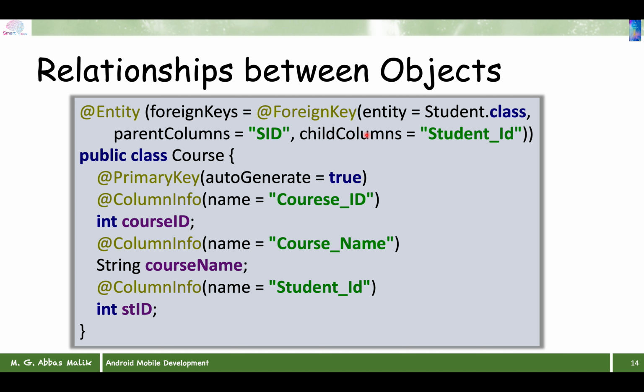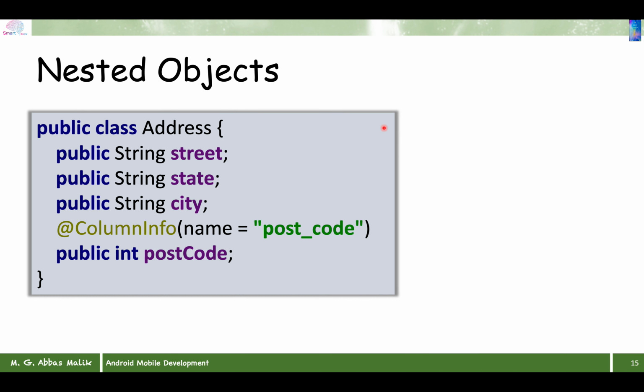And then we are saying that the child column is actually this one, that is the student ID that we have defined in the @ColumnInfo. So what does that mean? That in this course table, we cannot have a student ID which is not present in the students table. So that is the purpose of the foreign key. That relationship we can define in the form of foreignKeys is equal to @ForeignKey. So that is how we can define the relationship between different tables.